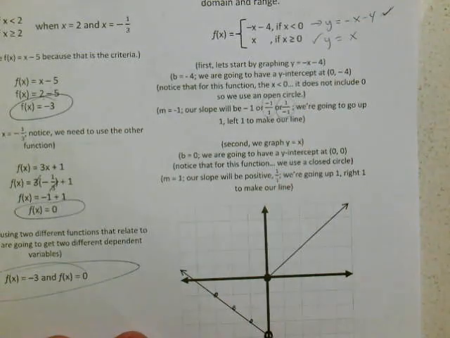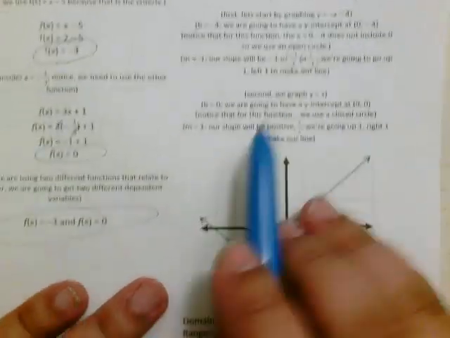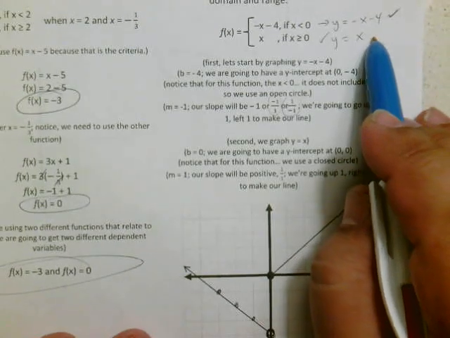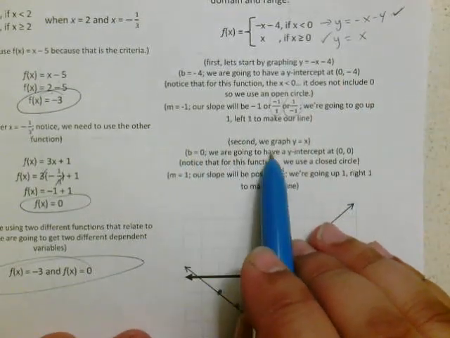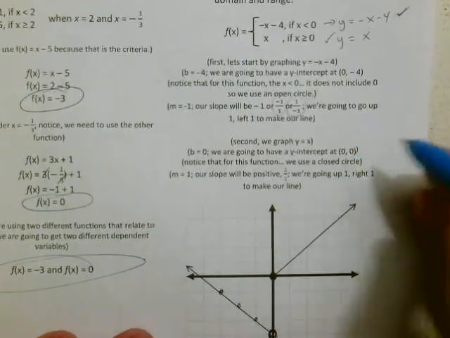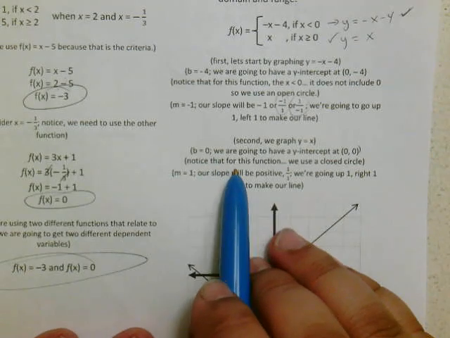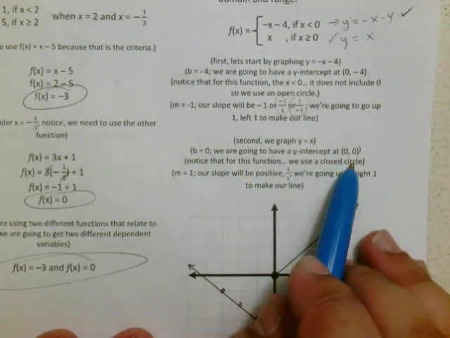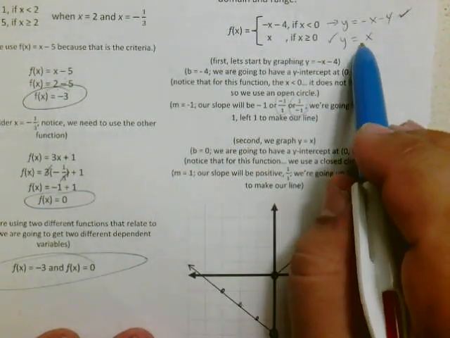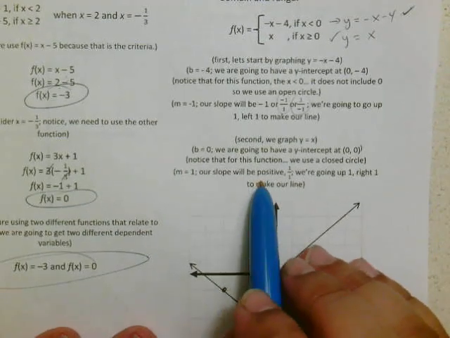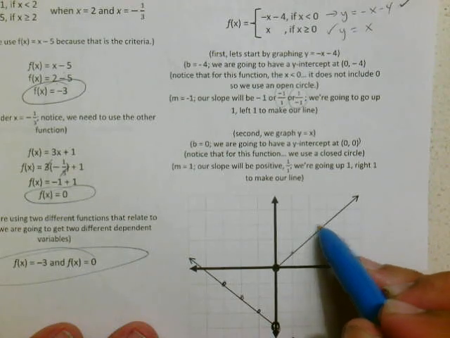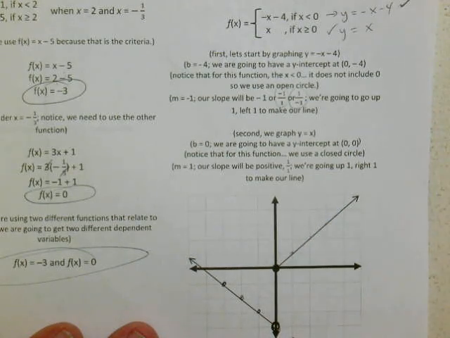Now we need to graph this one. That's all we're doing. And what does this tell us? First of all, the b is 0. There is no b. That means we're going to have a y-intercept at 0, 0. Okay, so there's our dot. Notice that for this function, we use a closed circle. What's our slope? Our slope is 1. Our slope will be a positive 1/1. So from here, we go up 1 to the right 1, up 1 to the right 1, up 1 to the right 1, and there is our graph.